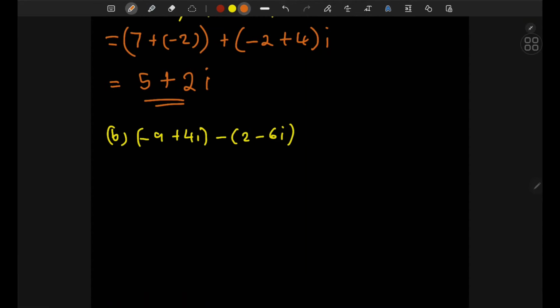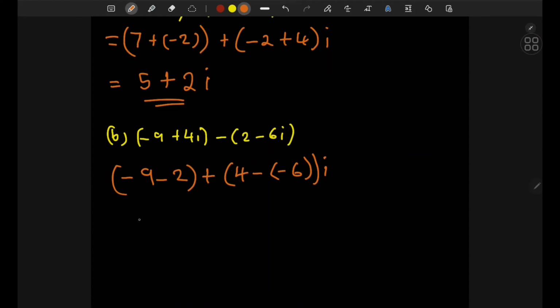So for b, we're subtracting here, so we'll take the real part separately and also take the imaginary part separately. So that is negative 9 minus, so we'll take the real part, which is 2, and we'll cover it. Then we'll say plus. We'll take now the imaginary part, which is 4. So there is a minus here, but we'll show it. So minus 6, and then we'll have i outside there.